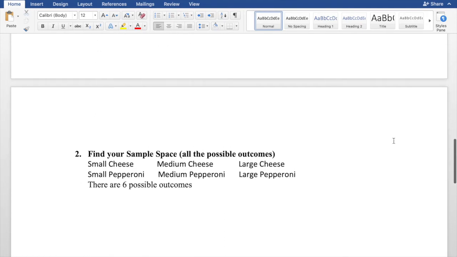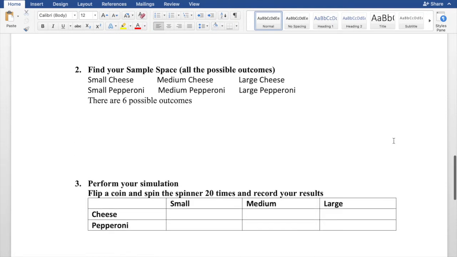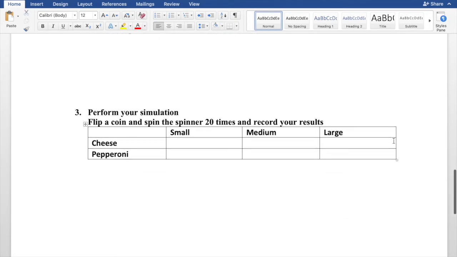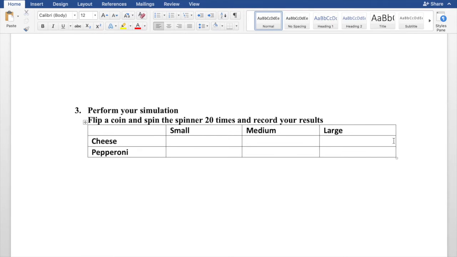Next, we need to find our sample space. This is all the possible outcomes. We will have small cheese, medium cheese, large cheese, small pepperoni, medium pepperoni, and large pepperoni. There are 6 possible outcomes. Third, we will perform the simulation. We will do this by flipping a coin and spinning a spinner 20 times and recording our results.